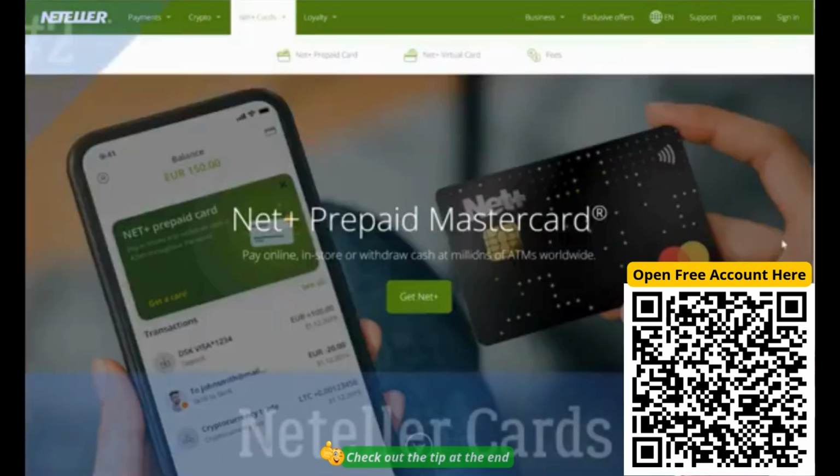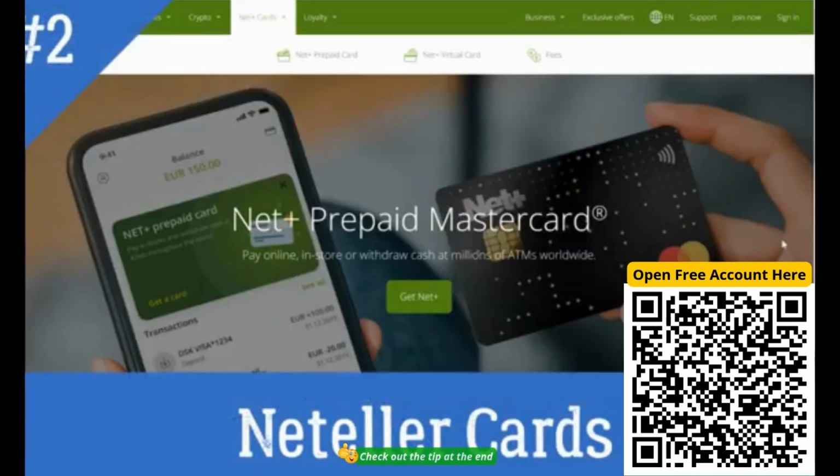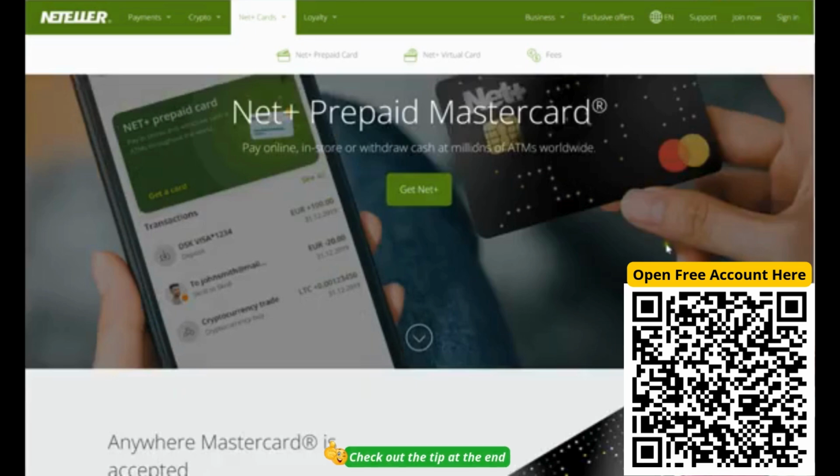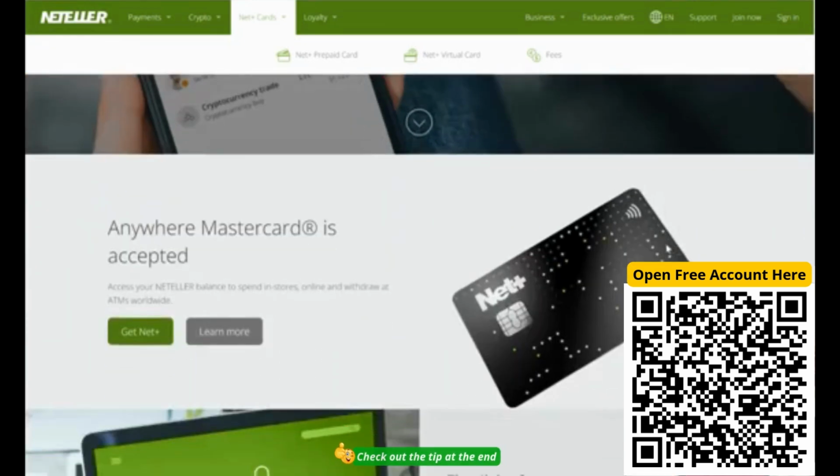Understand if it's useful for you or not. Neteller offers different types of cards. A prepaid card, this is a physical card that you can get if you live in Europe or in the European Economic Area. And with that, you can pay online, you can pay in stores, you can withdraw cash from any ATM around the world, but we have to understand that there are a lot of fees involved when you use this card. This is a contactless card, it has a chip, so it's quite nice and could be really useful.